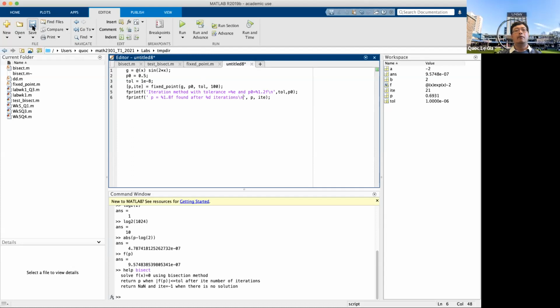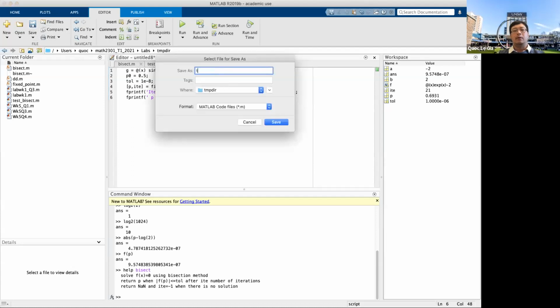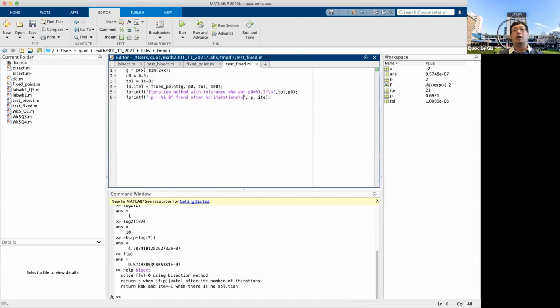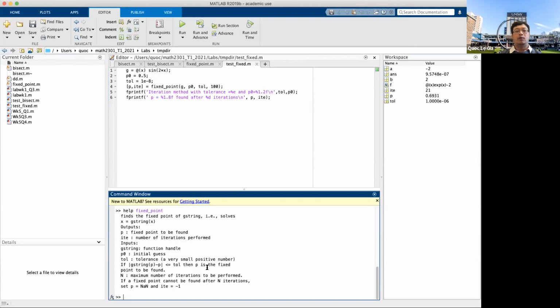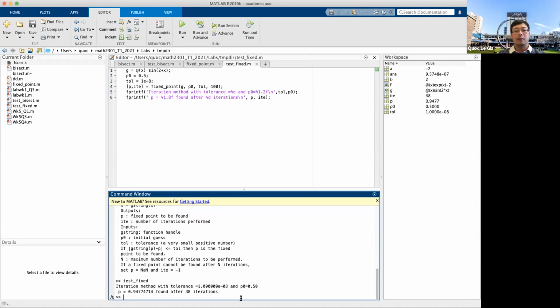So I have to save it first. So test fix. Okay, so for fixed point, yeah. Okay, so first you see that help fixed point. That shows me what are the inputs, what are the outputs of the function. Okay, and now we run it. So now test fix. See, so we found the solution.